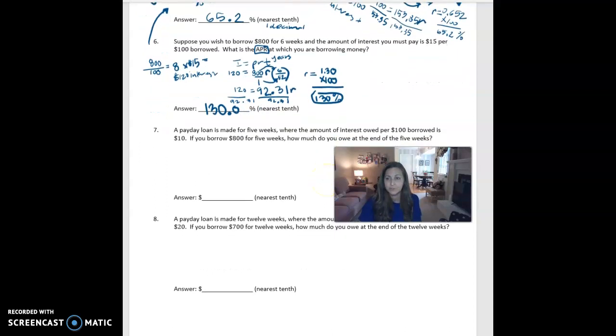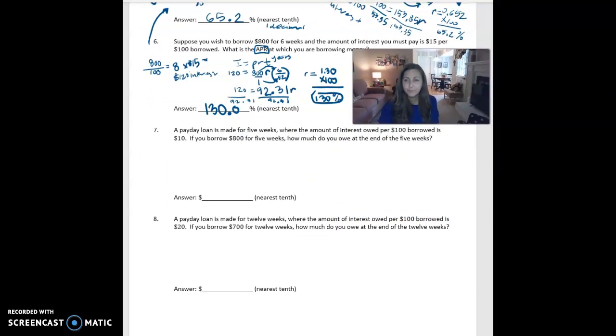Let's look at these two. Move myself up there. A payday loan is made. These are going to read very similarly to what we just finished, but these are actually easier. A payday loan is made for 5 weeks where the amount of interest owed per $100 borrowed is $10. So for every 100 that you borrow, you have to pay $10.